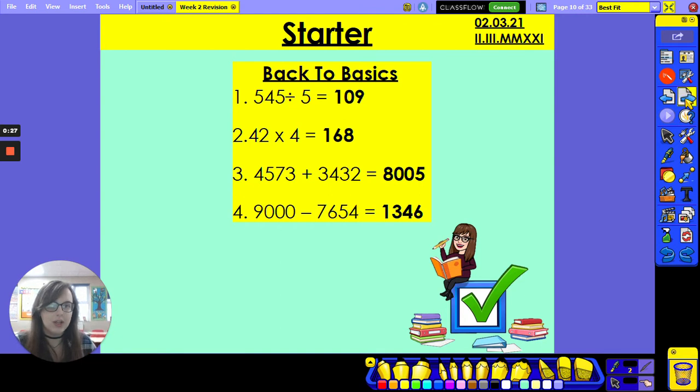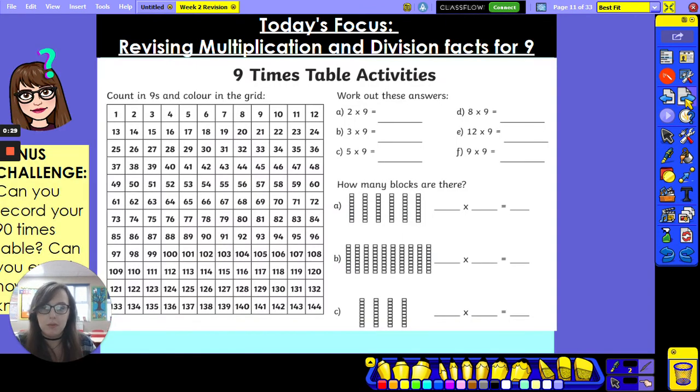Here we go. So today, following on from our 6 times table revision yesterday, we're going to be revising our 9 times tables. Just like yesterday, I've got a starter activity here on the board for you. I'd like you to pause and have a go at it if you can, and then we're going to look at this starter activity together in just a few moments. So hit pause on the screen, see how many of these questions you can answer to begin with, and then we'll look at them together.